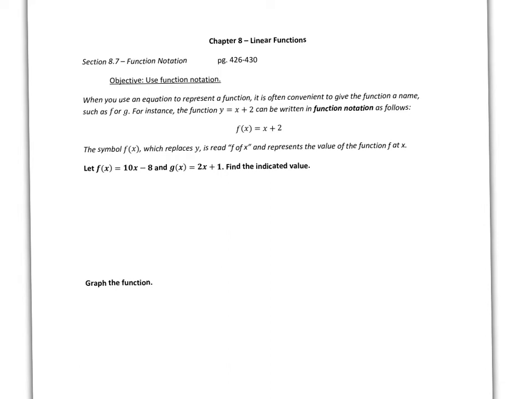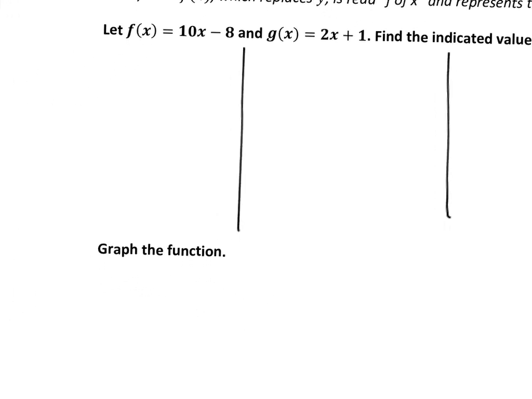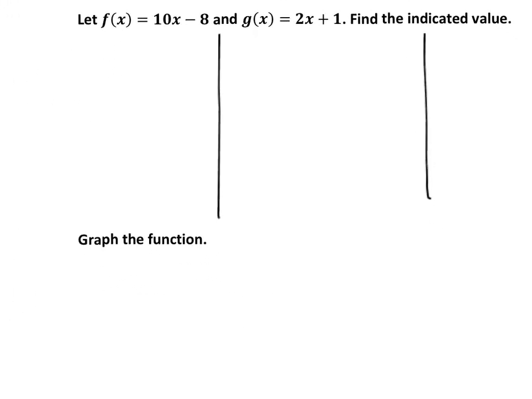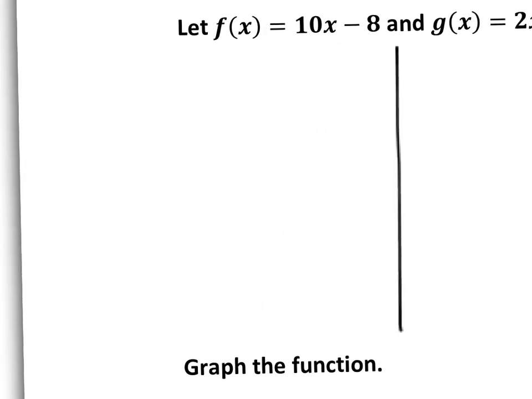So we're going to squeeze 4 examples in this first spot here, because there's just a lot of things that you can do with this. Now, if we look at the top, I have 2 functions. I have function f, or f of x, and it is equal to 10x minus 8. And then I have function g, which is equal to 2x plus 1. Okay, so we want to find the indicated value. So let's see what this is meaning.